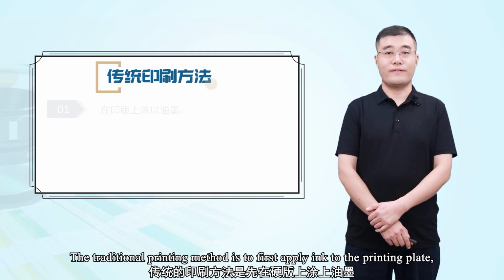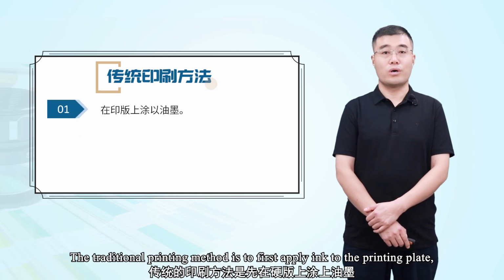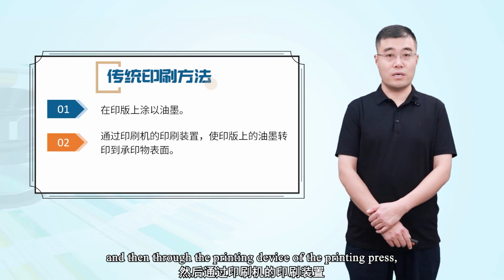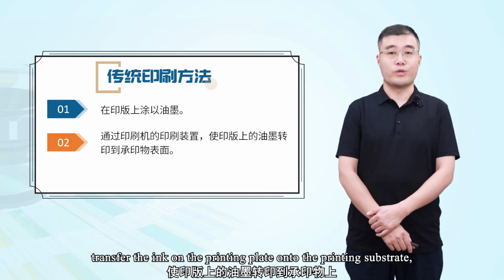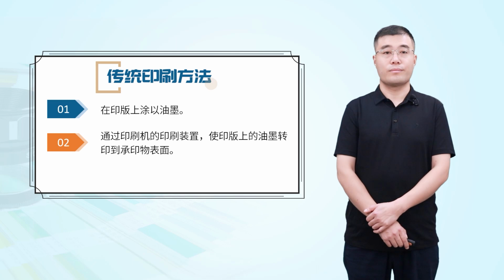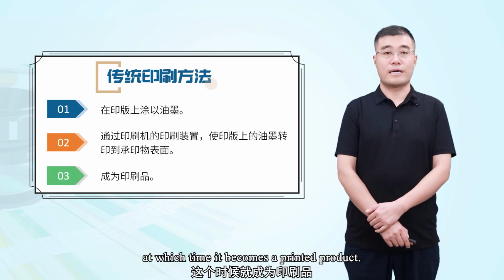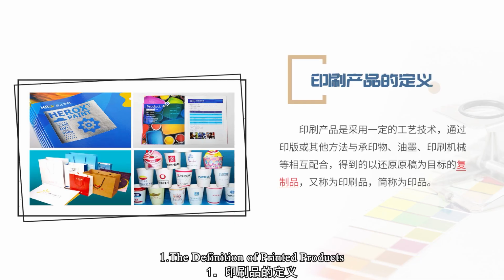The traditional printing method is to first apply ink to the printing plate, and then, through the printing device of the printing press, transfer the ink on the printing plate onto the printing substrate, at which time it becomes a printed product. Number 1. The definition of printed products.